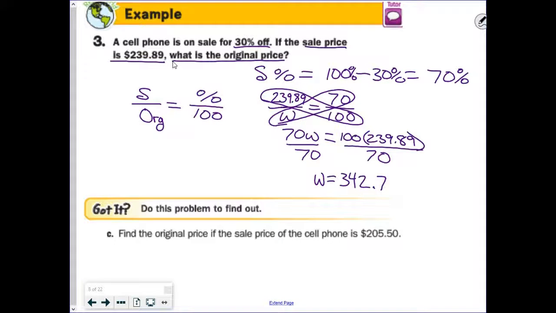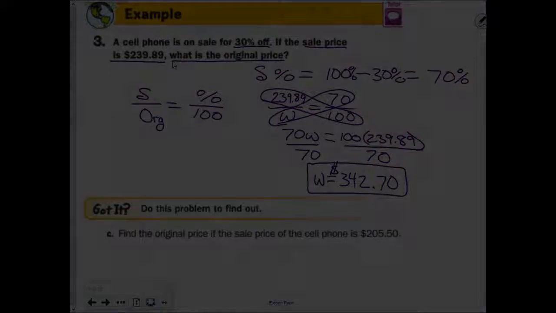342.7. And again, because this is money, I will need to add a 0 to give it 2 decimal places, always 2 in money, and a $ sign. So the original price of the cell phone was $342.70. It was on sale for 30% off. So it only cost $239.89. So a little more than $100 off the cost of the cell phone. That's a pretty good deal.